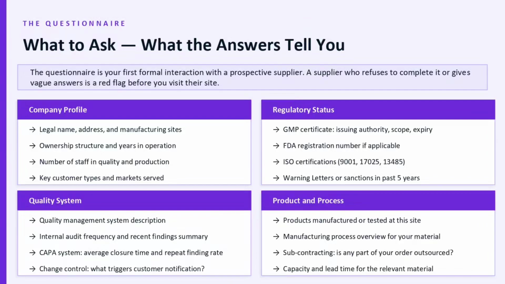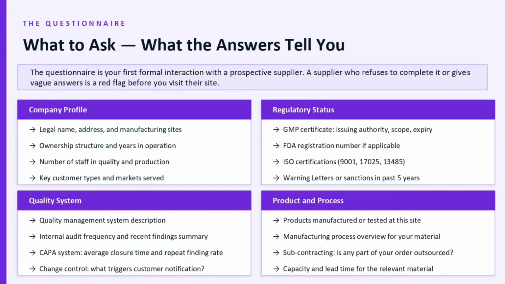Description of their quality management system. How often do they conduct internal audits, and what have recent findings shown? What is their CAPA closure time and their repeat finding rate? And importantly, what changes in their manufacturing process would trigger a customer notification? Product and process information.